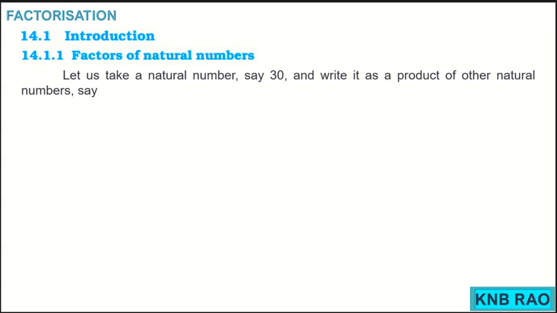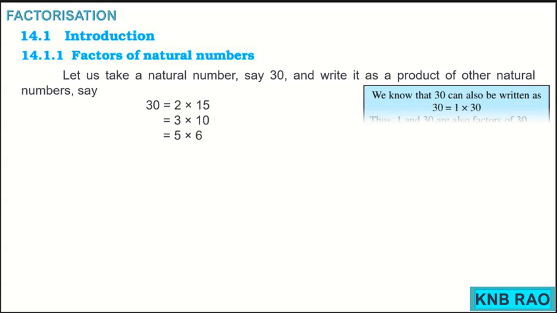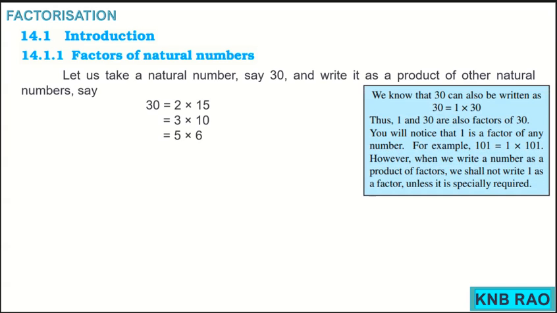Let's say, let us take a natural number, say 30, and write it as a product of other natural numbers to understand what are the factors of 30. Now, 30 can be written as 2 into 15. Later, it even can be written as 3 into 10, and even we can write 30 as 5 into 6.